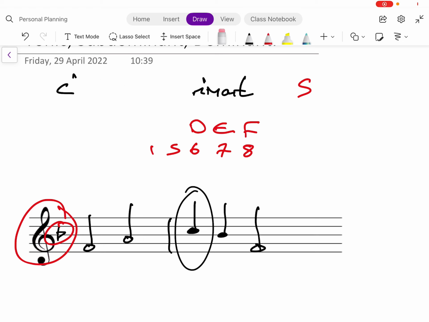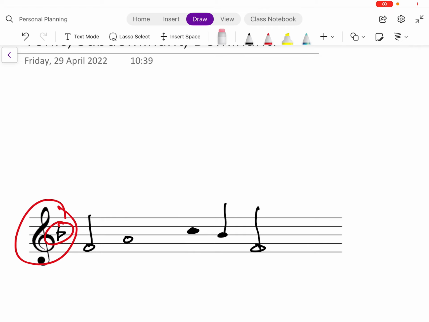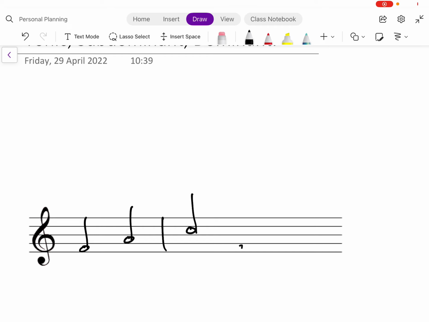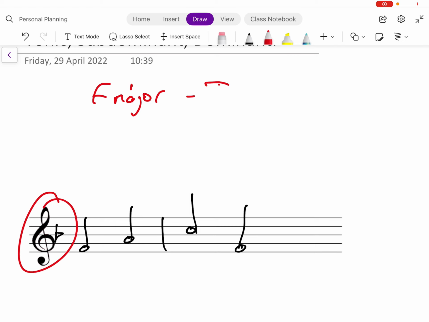Last but not least, let's do a different one. Let's do something in C major. No, let's not do C actually. Let's do it in F again. So, yeah, again, to do it, we look at our key signature and work out the key. So the key is F major. So we're in F major. And let's say this time we've been asked for the tonic.